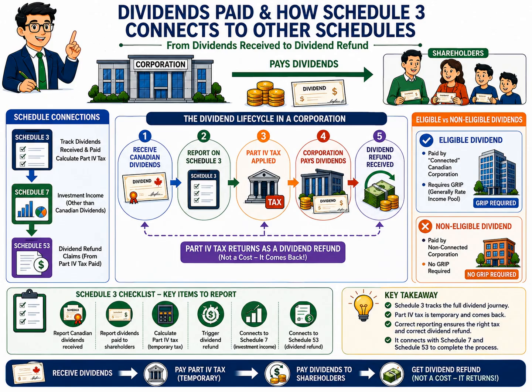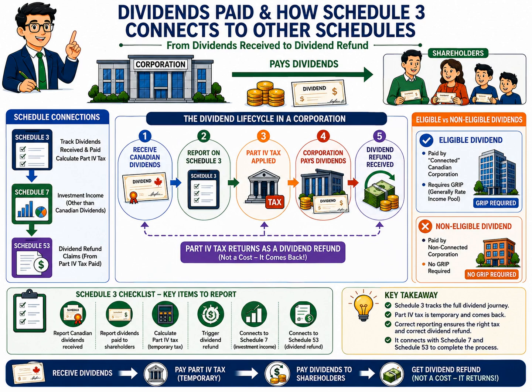The slide also introduces the difference between eligible dividends and non-eligible dividends. Eligible dividends are generally paid from income that has already been taxed at the higher general corporate tax rate and are supported by the corporation's GRIP balance. Non-eligible dividends are generally paid from income taxed at the lower small business rate and do not require GRIP.